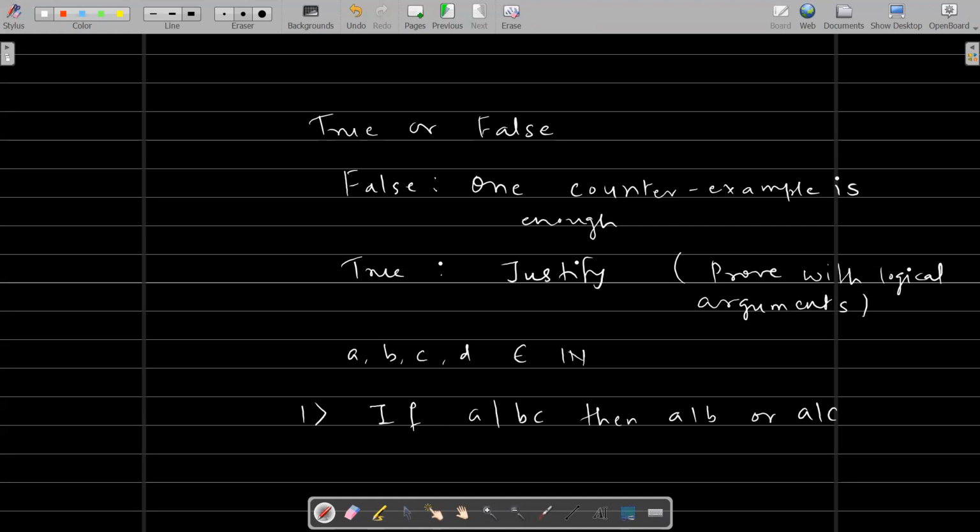So if a number A divides the product of two numbers B and C, then number A divides either B or it divides C. That's the statement. You have to say whether it's true or false. If it is true, try to prove it with some arguments. If it is false, be ready with one counter example, so one example which does not satisfy this.